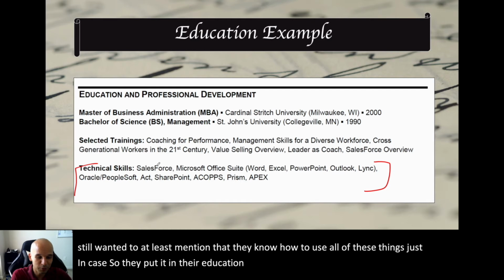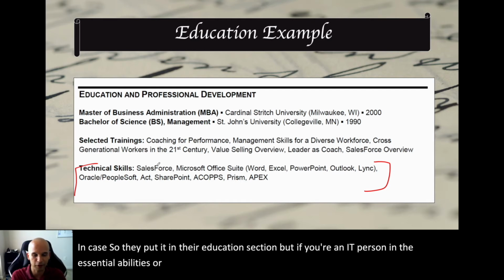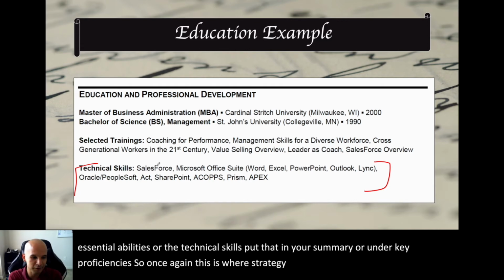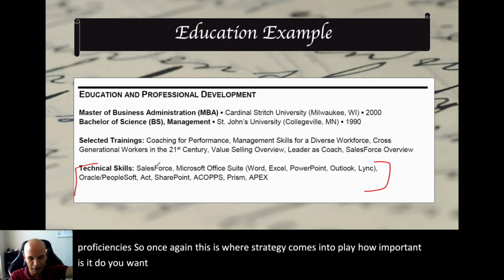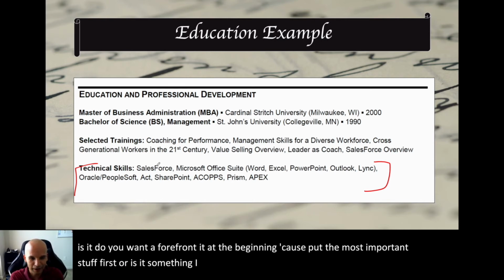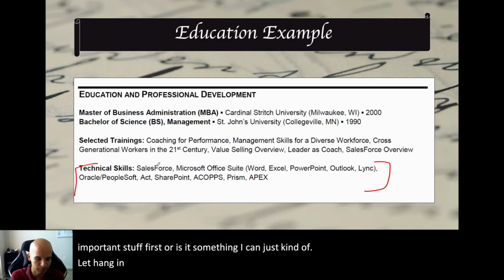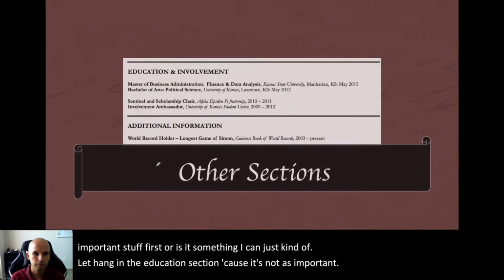But if you're an IT person, the essential abilities are the technical skills, put that in your summary or under key proficiencies. So once again, this is where strategy comes into play. How important is it? Do you want to forefront it at the beginning because you put the most important stuff first? Or is it something I can just kind of let hang in the education section because it's not as important? Okay.